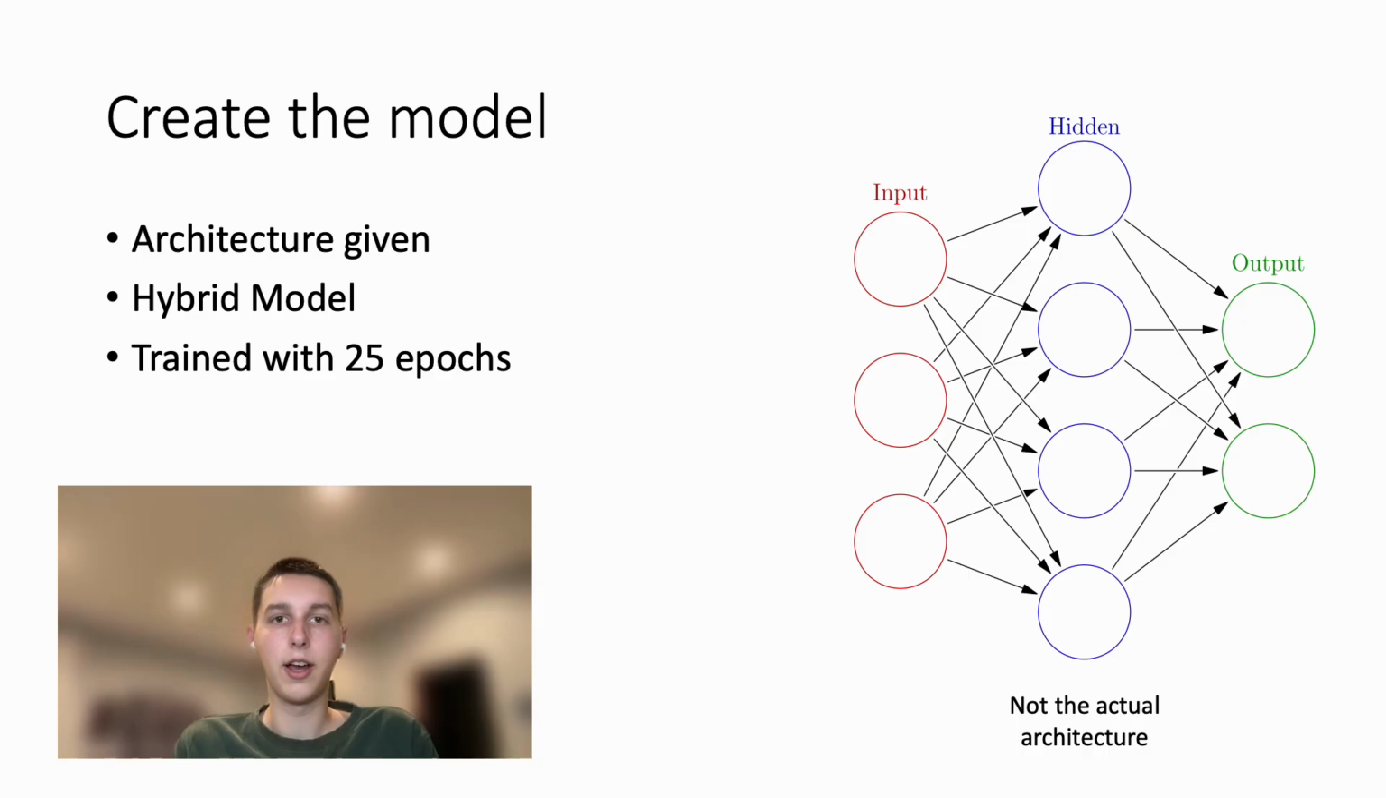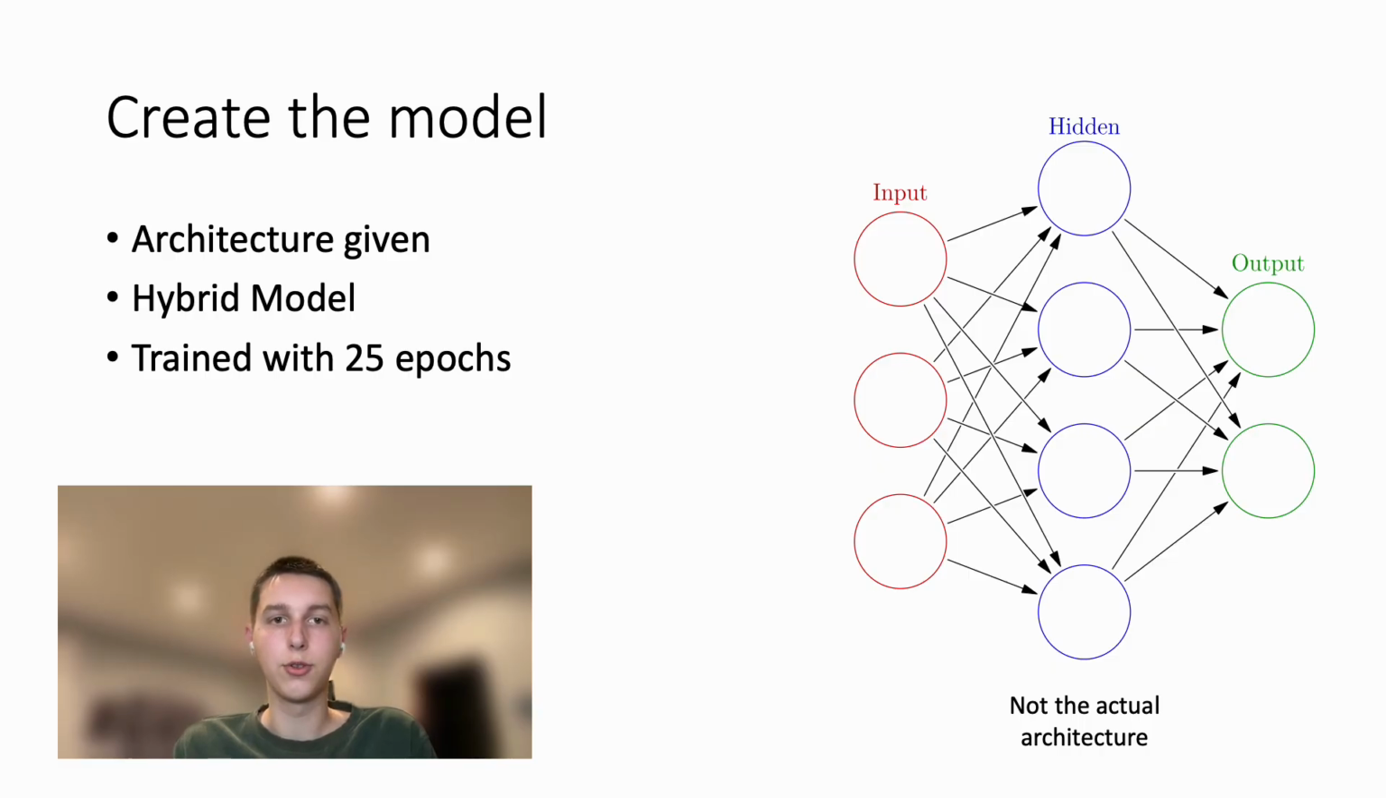For the model itself, I was provided an architecture that contained convolutional layers, max pooling layers, and a dense layer. It's worth noting that this model is a hybrid. It both classifies the vehicle type and outputs the bounding box coordinates for the detected vehicle.